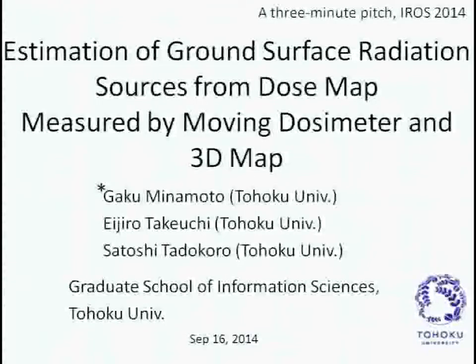Good morning. I'm Gaki Minamoto from Tokyo University. The title of my presentation is Estimation of Ground Surface Radiation Sources from Dose Map Measured by Moving Dosimeter and 3D Map.